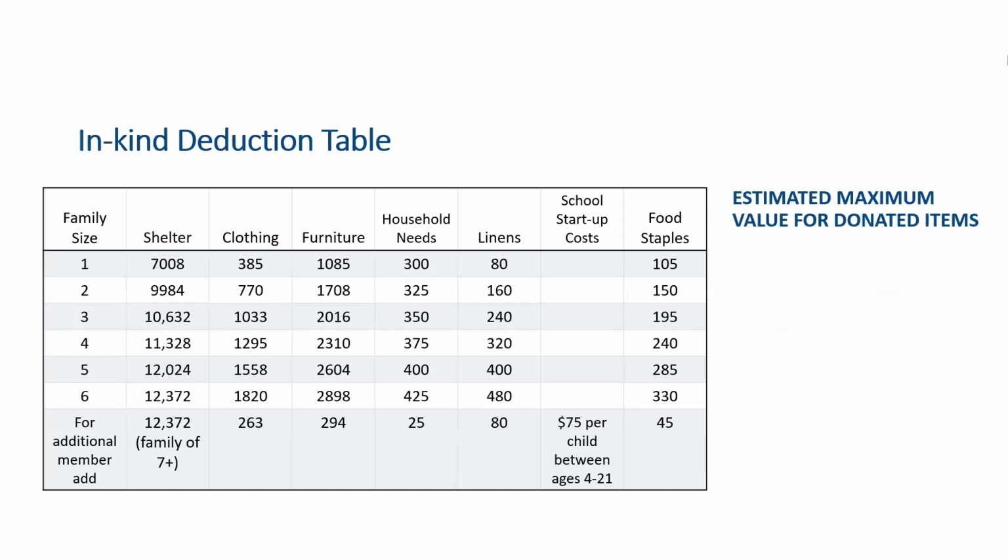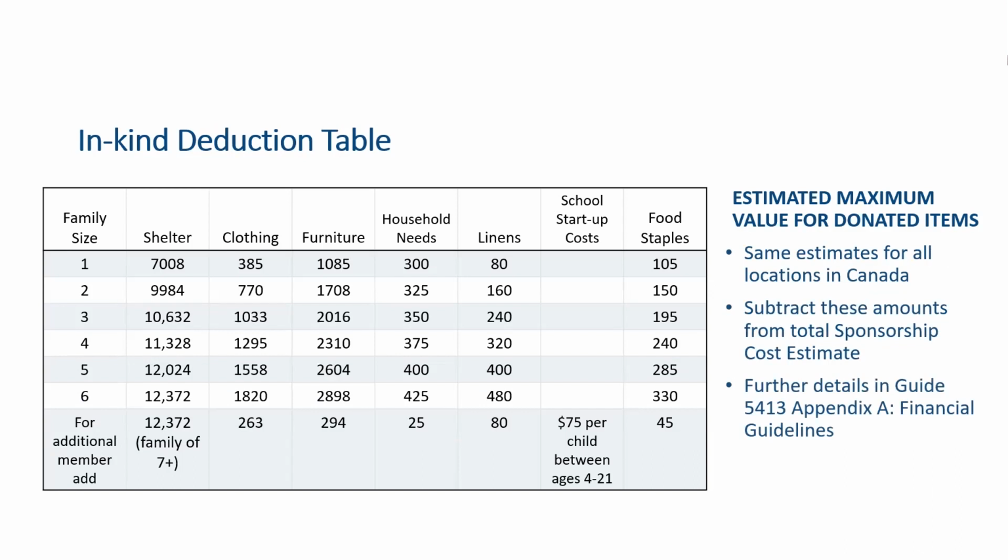So with the sponsorship cost table, there's also an in-kind deduction table. And again, the in-kind deduction table is used for all locations across Canada, regardless of the province. And it specifies how much can be deducted for shelter, clothing, furniture, household needs, linens, school startup costs, and food staples, again, based on family size.